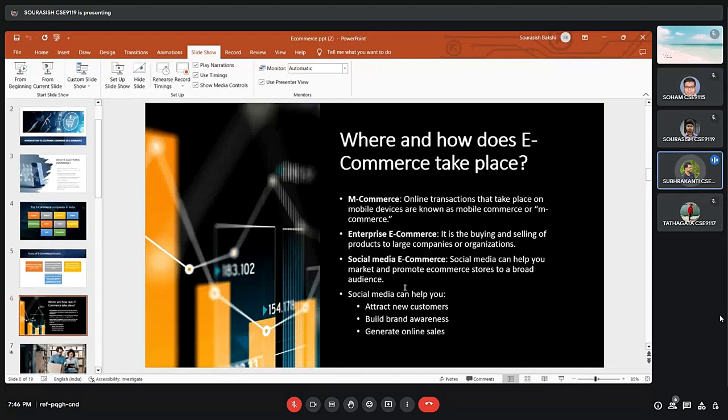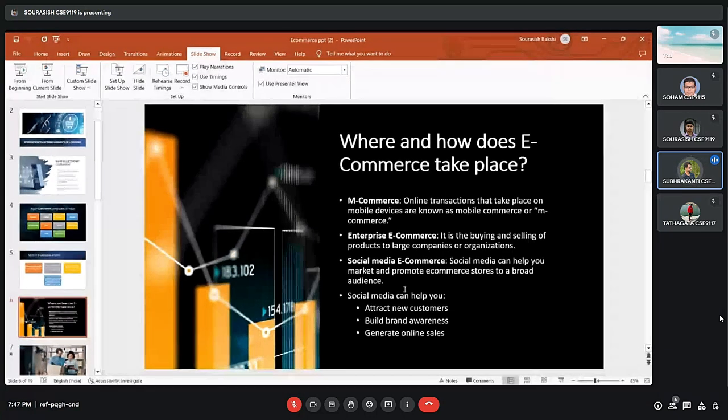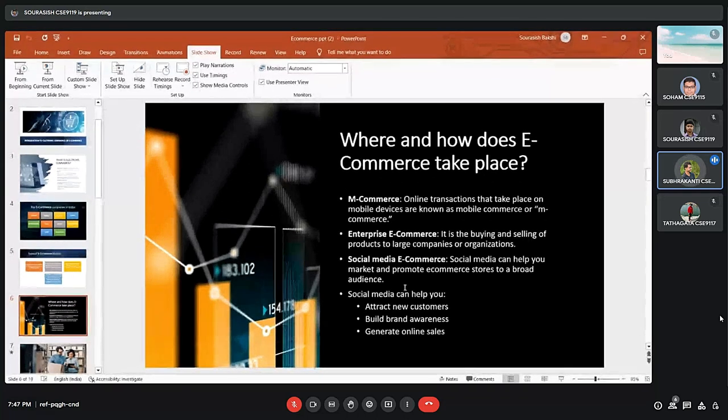Good evening, sir. I'm Subhrakanti Ghosh. In this slide, we will discuss where and how e-commerce takes place. The first one is m-commerce. So basically, the definition of m-commerce, short for mobile commerce, is that m-commerce refers to any commercial transactions that take place via apps or mobile sites.